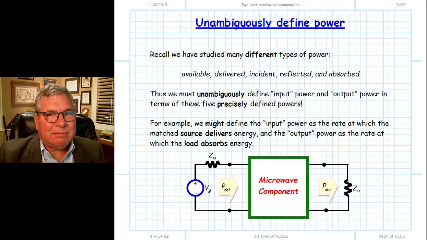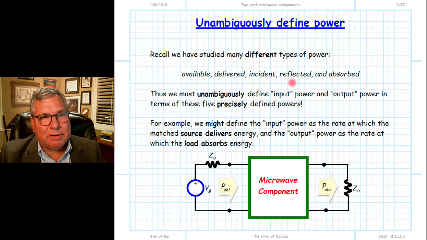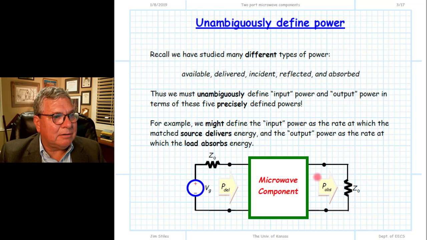We, of course, never talked about an input power or an output power. We've talked about available power and delivered power and incident power, reflected power, absorbed power. And so when we talk about input or output, we talk about the power at one port or the power at the other port. We have to describe that power in terms of one of these 5 values that we've spoken of here. And this leads to some ambiguity. Sometimes we define the quote-unquote input power in one way, and sometimes we might define it another. We might define the output power in one way, and sometimes in another.